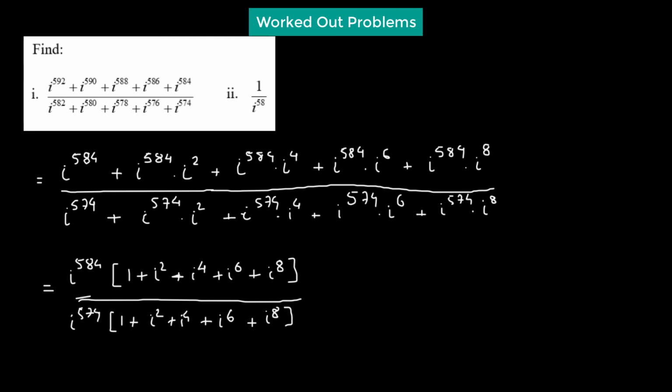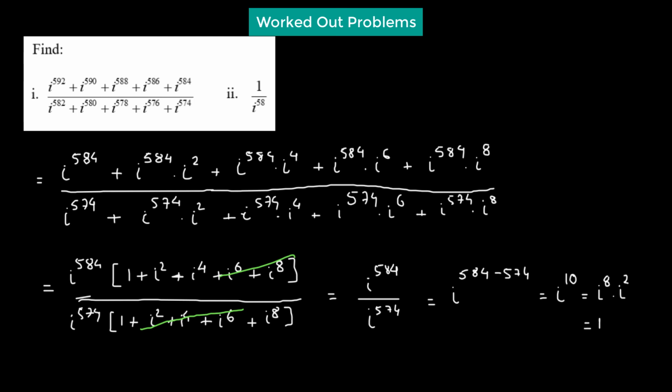Now we can factor out the common term from both the numerator and the denominator, and that leaves us with i raised to the power of 584 divided by i raised to the power of 574. Then we combine the two exponents of i, so that gives us 584 minus 574, which is equal to i raised to the power of 10, and i raised to the power of 10 is simply i raised to the power of 8 times i squared, which is equal to 1 times negative 1, and the final value is negative 1.